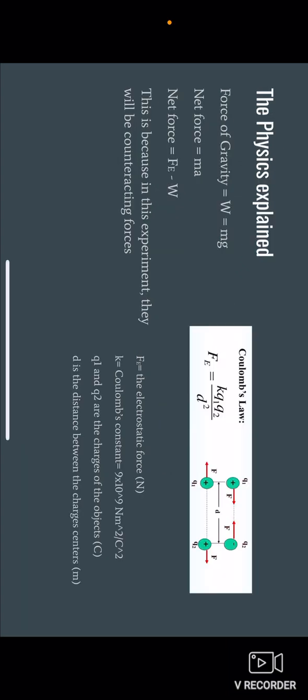So the physics explained, pretty much you needed to know Coulomb's law and the force of gravity. The force of gravity is m times g. Coulomb's law, as you can see written on the screen, is looking at the electrostatic force, and you do Coulomb's constant multiplied by the values for the two charges of each of the objects, all over the distance squared, and you set that equal to the force of gravity, just because they're going to equal out each other in the situation.